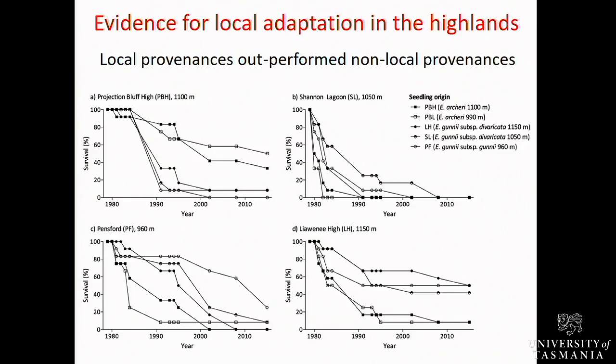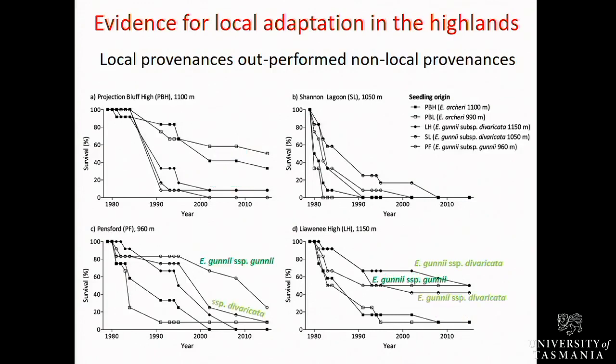And we found good evidence of local adaptation in these gardens, so that there's adaptation going on in this Central Plateau region. We generally found that the local provenance outperformed the non-local provenances, as you can see here. And if we look at the cline that links Archeri and Gunnii, at Projection Bluff High here, where Archeri is local, the 2 Archeri provenances outperformed the Gunnii provenances. And at the other end of that cline, where Gunnii is local, the 3 Gunnii provenances outperformed the Archeri provenances.